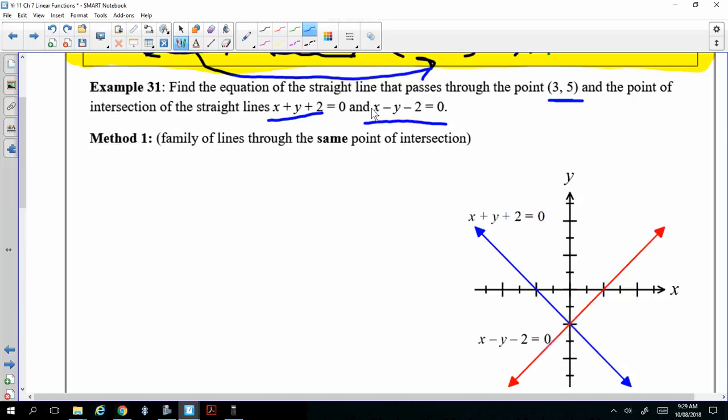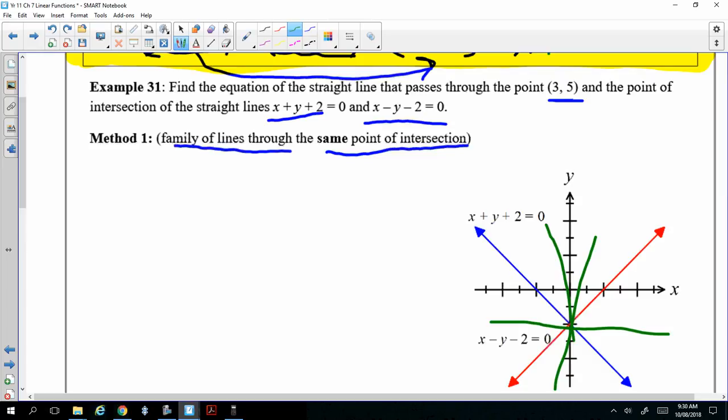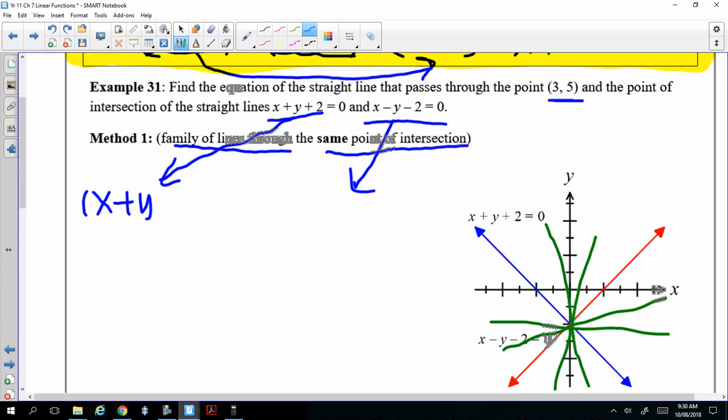Okay, so basically these are the family of lines, right? Remember all the lines through the same point? Now how do I construct it? We're going to grab the first bit, grab the second bit, right? So you write x plus y plus 2, and grab the other bit, which is also in general form, put a k there, which links them together. That's the family of lines. So easy to make a family, right? It's so easy. Say again?